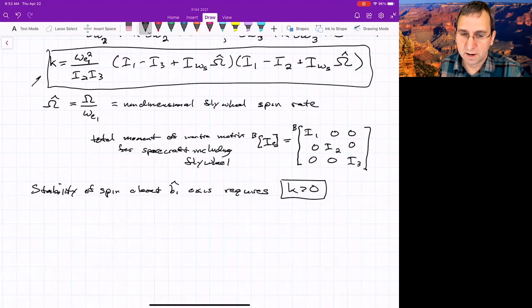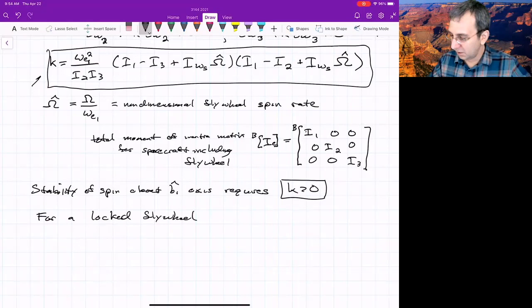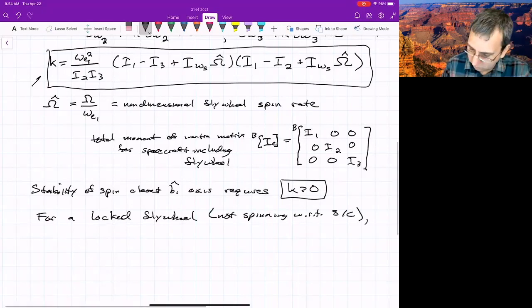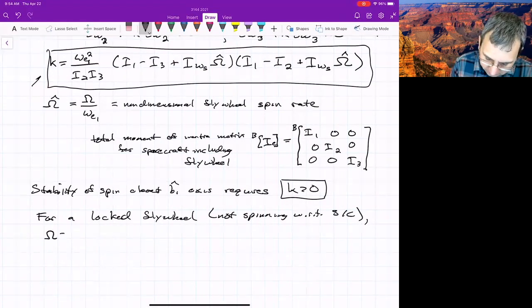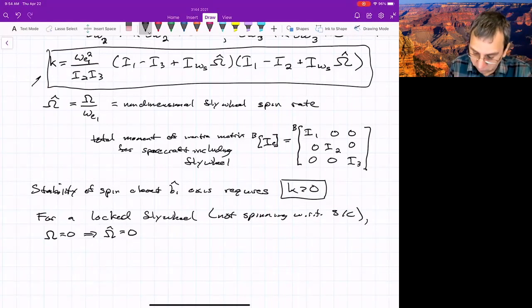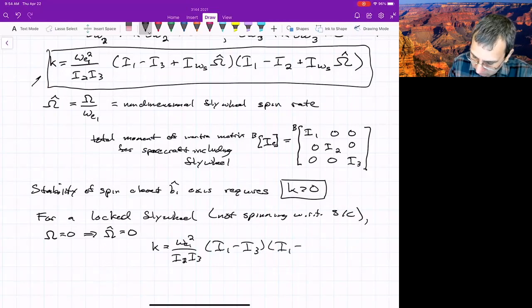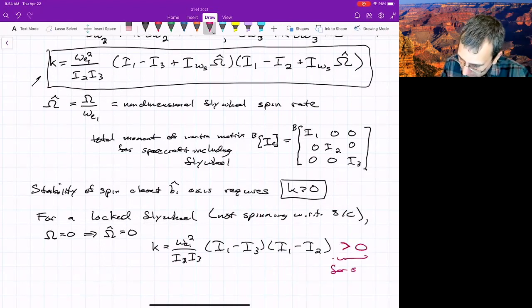So let's just verify what happens if we were to lock the flywheel so it's not spinning. That just means not spinning with respect to the spacecraft. We would have that omega is 0, so omega hat, the non-dimensional one, is also 0. And what would we get for K? I2, I3, I1 minus I3 times I1 minus I2. For stability, this is what we need.